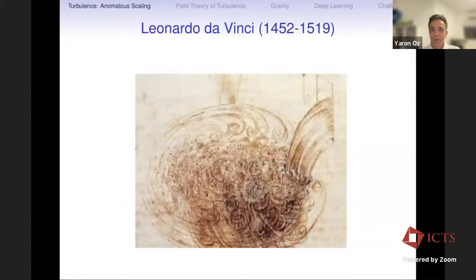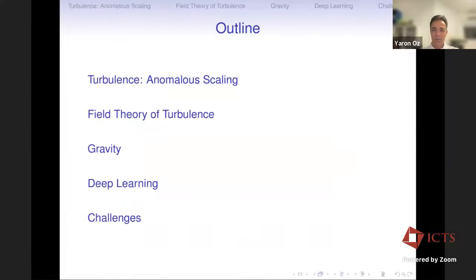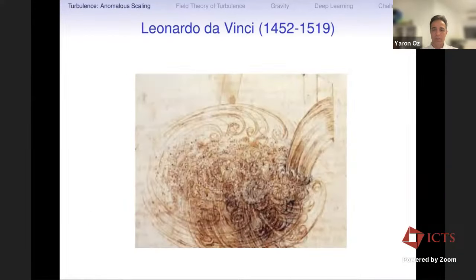In fact, Leonardo da Vinci in these famous drawings was trying to depict how turbulence looks in the Arno River. And, oops, what happens now? Seems like I cannot go down.